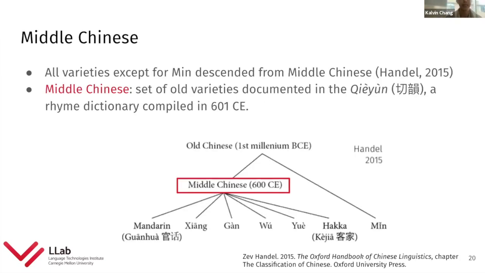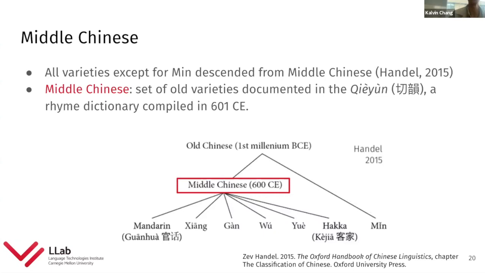Middle Chinese is basically the proto-language of most of the Chinese daughter languages today, except for the Min languages, which descended from Old Chinese. Now, how do we know what Middle Chinese sounded like? Luckily, in the case of this language family, which is quite rare, we actually have a document called the Qieyun, a rhyme dictionary compiled in 600 CE, which groups the pronunciations of different Chinese characters into equivalence classes.